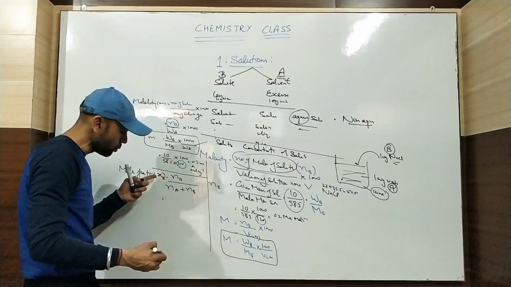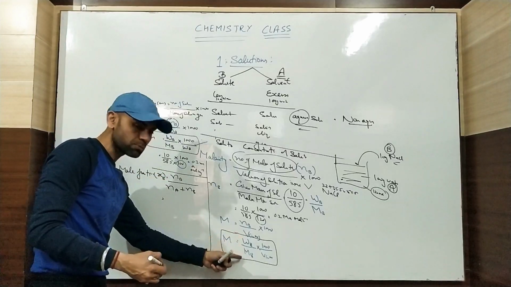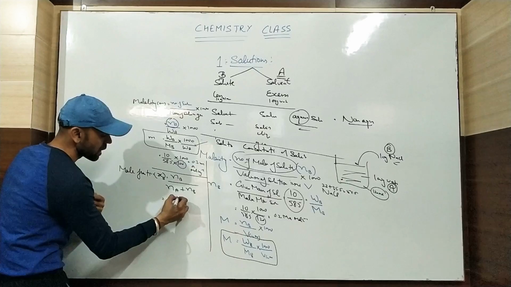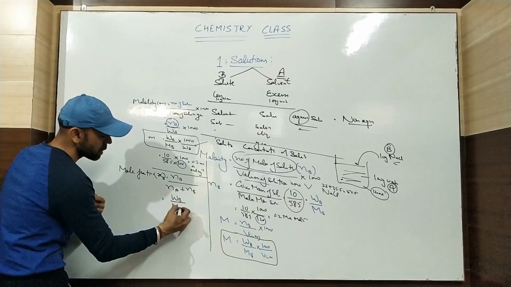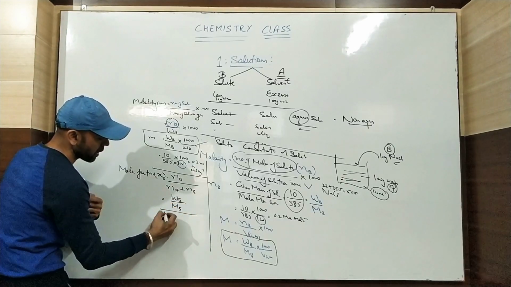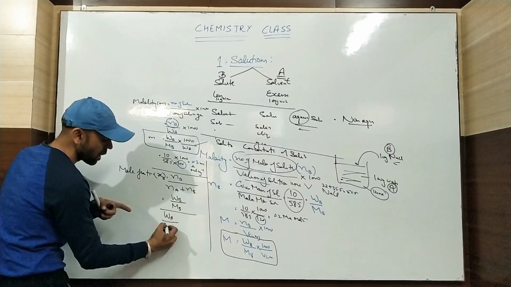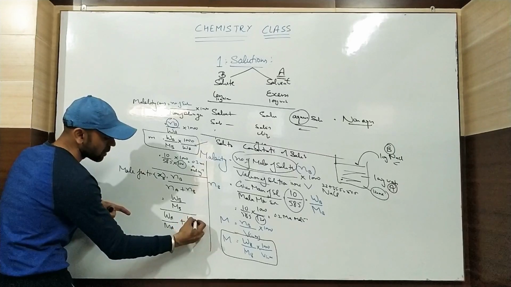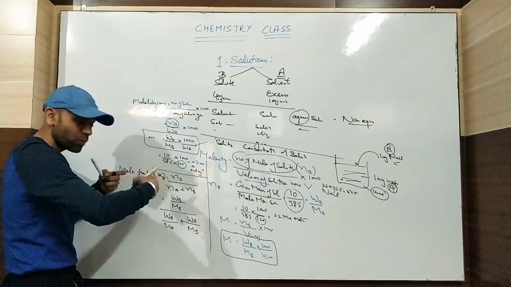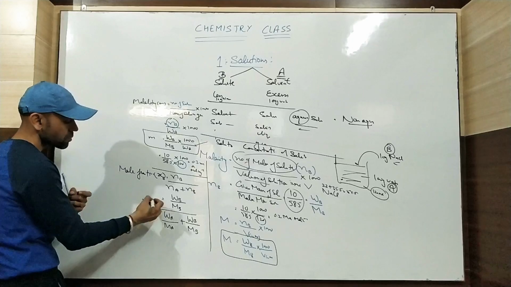Now we have been told how to find the number of moles: given mass by molar mass. Let me split it: given mass upon molar mass of solute, that is W_A, and again for the number of moles of solvent, given mass of A upon molar mass of A, given mass of B upon molar mass of B. In this way we can find out the mole fraction of B.